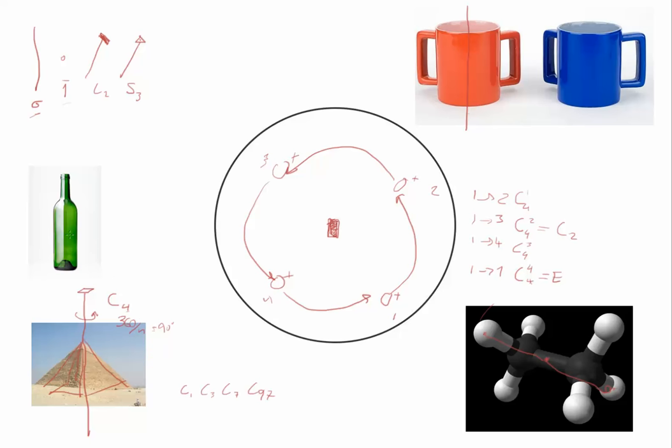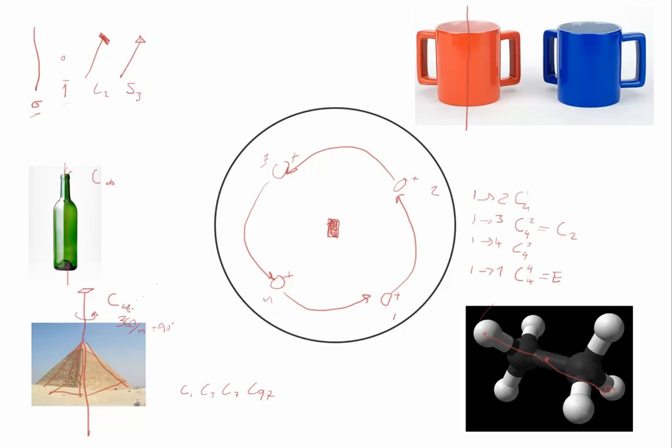One perfect example of that is if I have a cylindrically symmetrical object, for example, a wine bottle here. If I think about rotating it through an axis through the center of that bottle, I could rotate it any small arbitrary angle of rotation and the item remains invariant. And so I would call this a C sub infinity proper rotation axis. And that's for cylindrical objects.